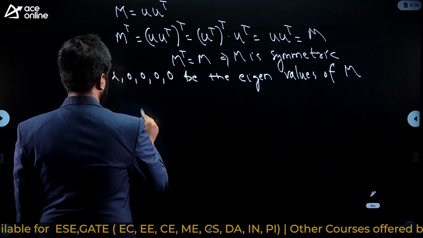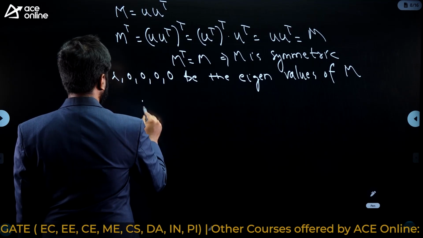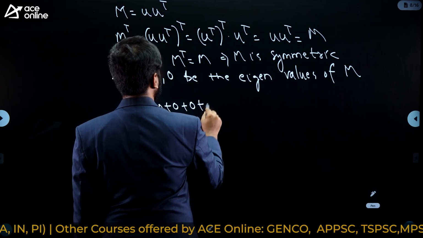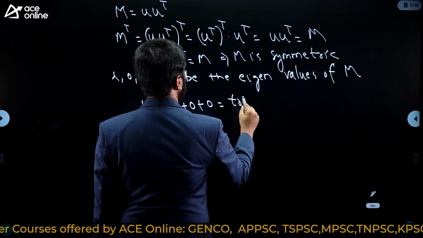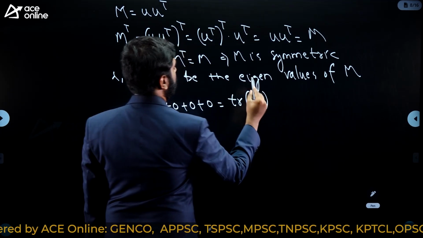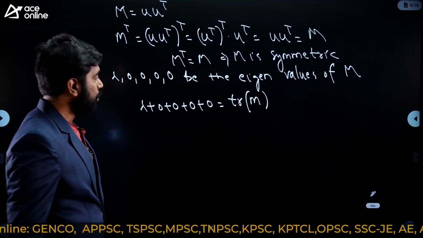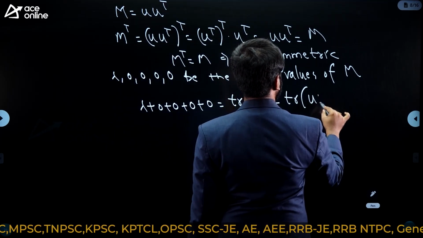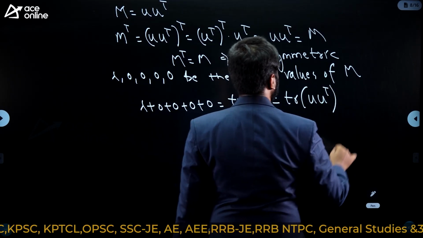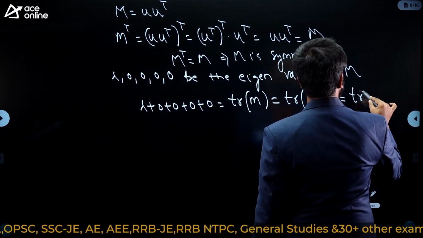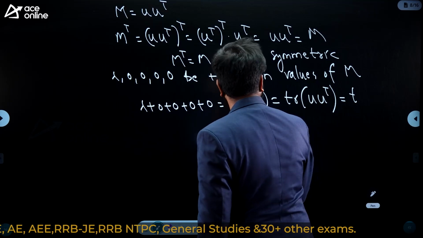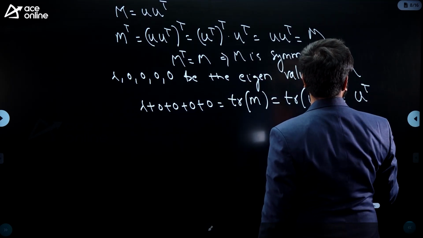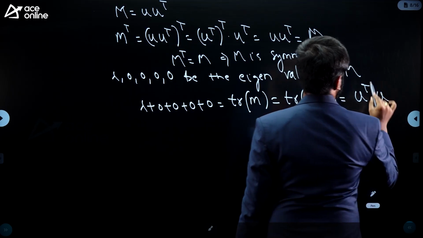What you can do is add all these eigenvalues: lambda plus 0 plus 0 plus 0 plus 0. This should be equal to the trace of M. The trace of M is the same as the trace of U into U transpose, which in this particular case is directly the dot product, that is U transpose into U.